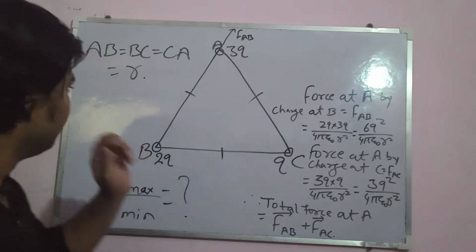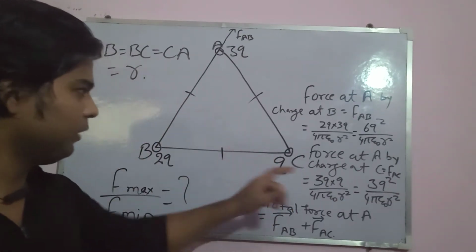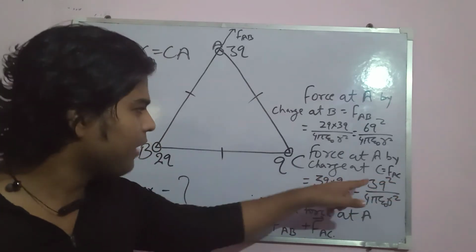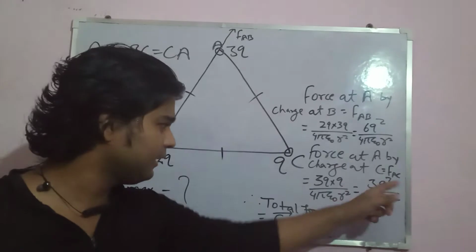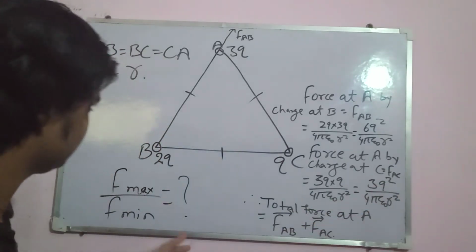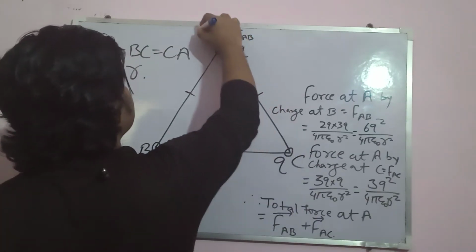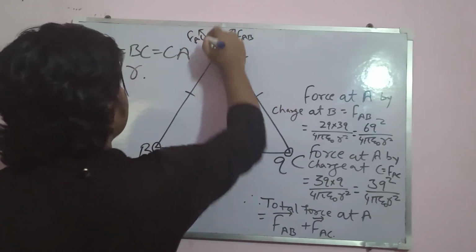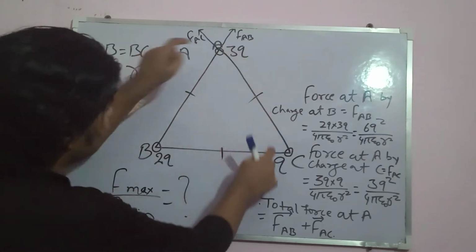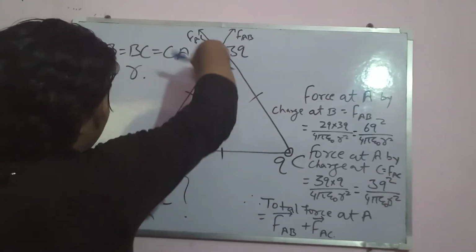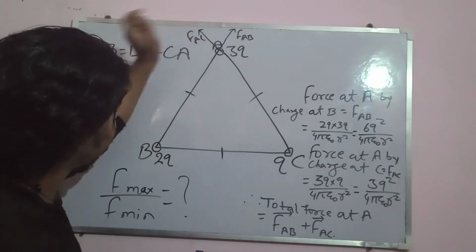Force at A by charge at C, with just Q, that is FAC. That value is equal to Q into 3Q by 4 pi epsilon naught R squared, that is 3Q squared by 4 pi epsilon naught R squared. Now the direction of FAC is in this direction. As we know, these two forces are repulsive because these two charges are positive, so they are along the line out of the charge at point A. This is the direction of FAC, this is the direction of FAB.